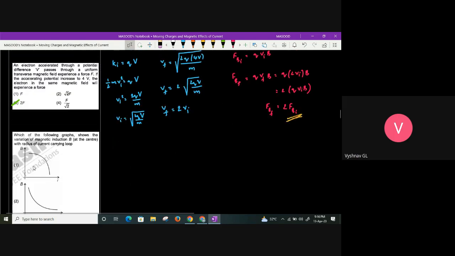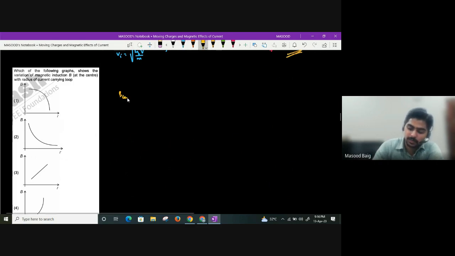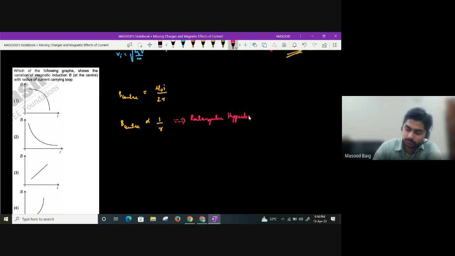Which of the following graphs shows the variation of magnetic induction with the radius of a current carrying circular loop? It seems a direct question again. What is the magnetic field at the center due to a current carrying circular loop? Mu naught I divided by 2R. So as you can see, is the magnetic field at the center inversely proportional to R? Whenever Y is inversely proportional to X, which graph will it follow? It is going to follow a rectangular hyperbola. Clear, everyone? The second option will be the answer for that. Understood?